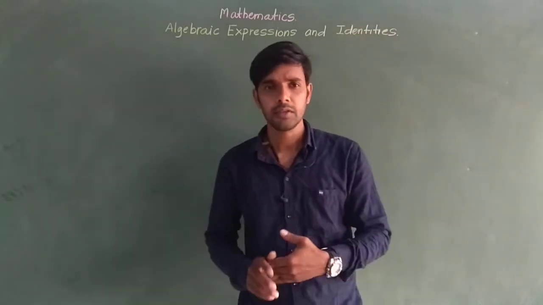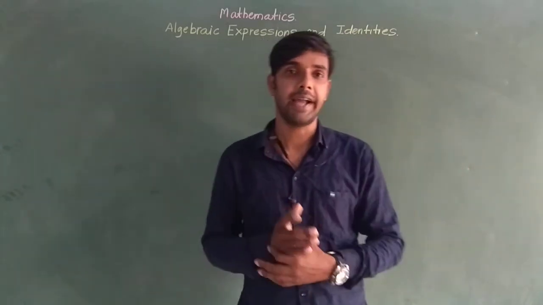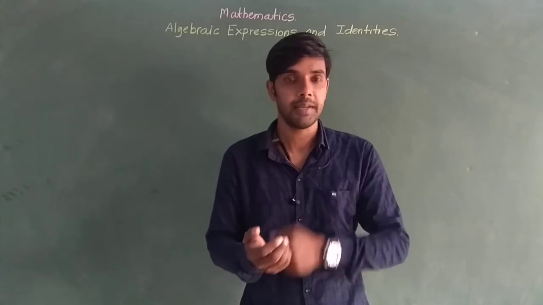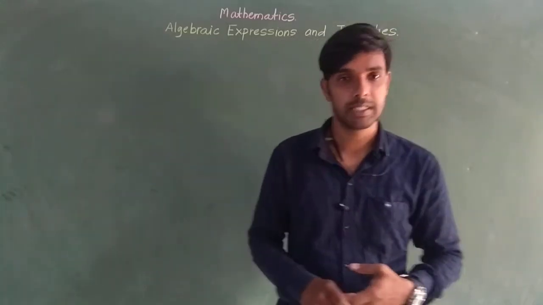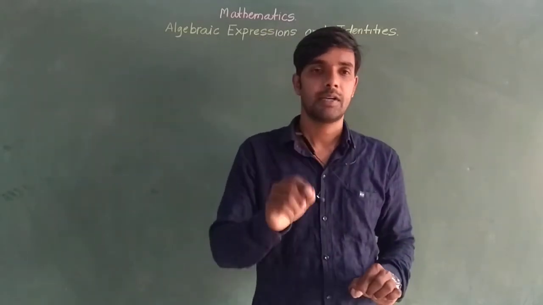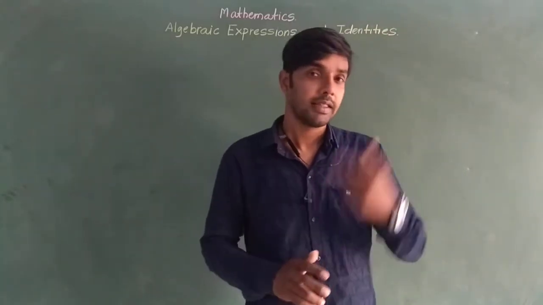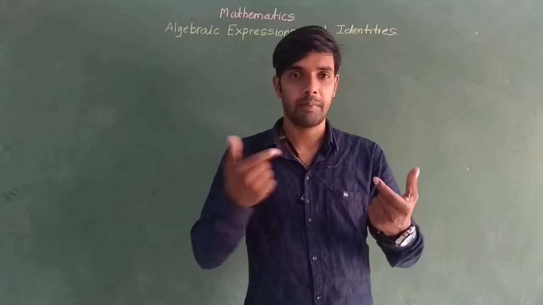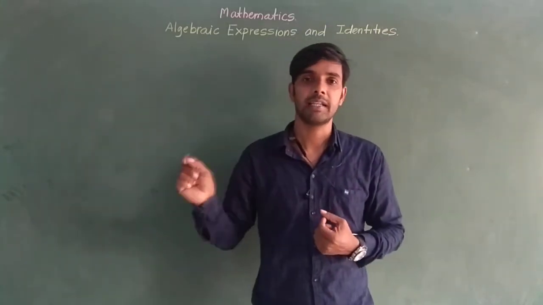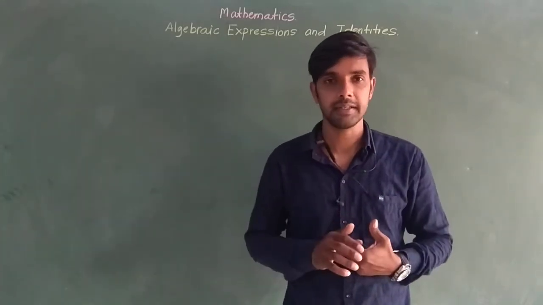Last 2-3 lectures we have seen the three standard identities. First one is (a plus b) whole square, that is a square plus 2ab plus b square. Second one is (a minus b) whole square is equal to a square minus 2ab plus b square. And third identity is (a plus b) into (a minus b), the product of these two, is equal to a square minus b square, that is the square of first term minus square of second term.